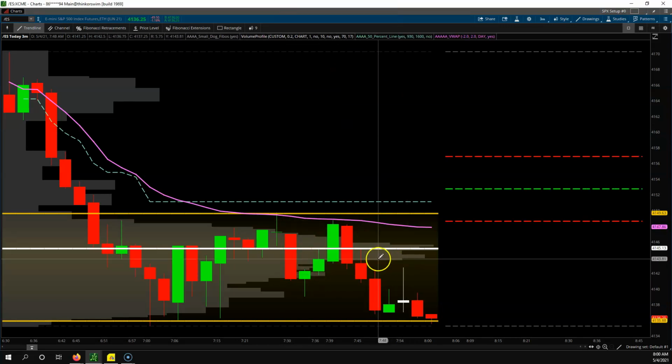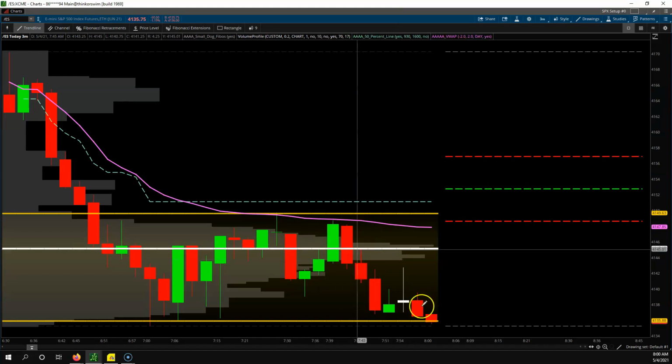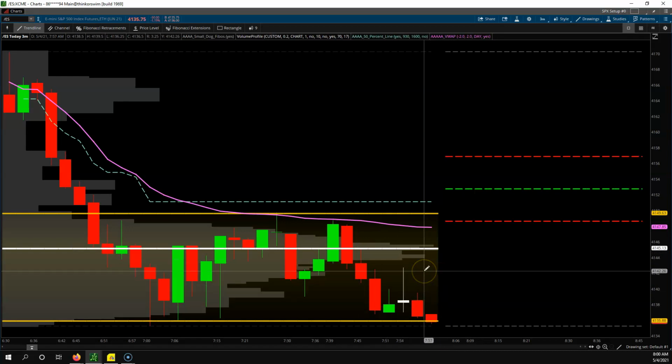Now, I personally love this for scalping intraday, especially the S&P futures, because it just tells me what's going on, right? And I'm able to kind of go, okay, hey, I think it's going to do this. I've seen this pattern before. Think of it this way.